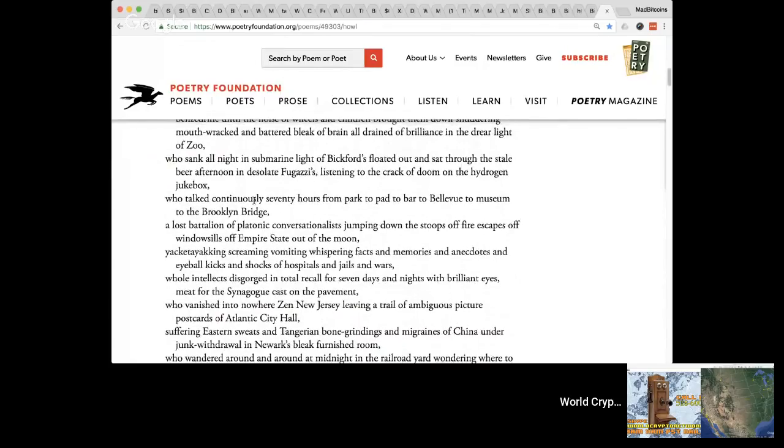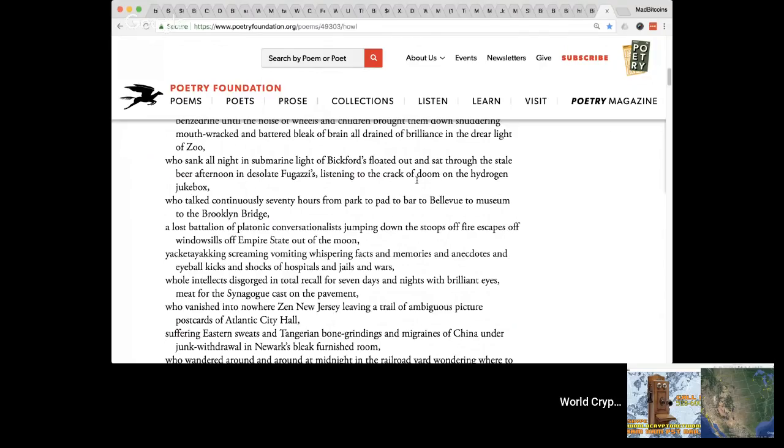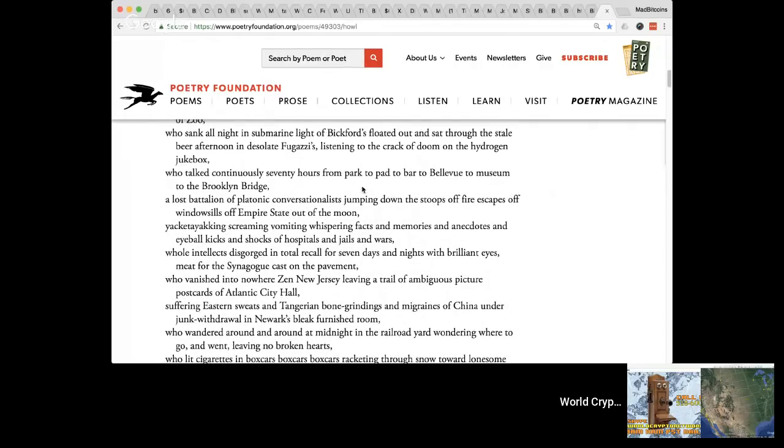Who sank all night in submarine light of Bickford's, floated out and sat through the stale beer afternoon in desolate Fugazzi's, listening to the crack of doom on the hydrogen jukebox, who talked continuously seventy hours from park to pad to bar to Bellevue to museum to the Brooklyn Bridge, a lost battalion of platonic conversationalists jumping down the stoops, off fire escapes, off window sills, off Empire State, out of the moon, yakety yakety, screaming, vomiting, whispering facts and memories and anecdotes, and eyeball kicks and shocks of hospital and jails and wars. So just a little bit more of Howl there.